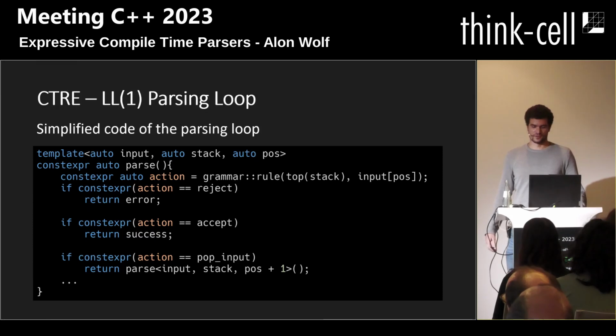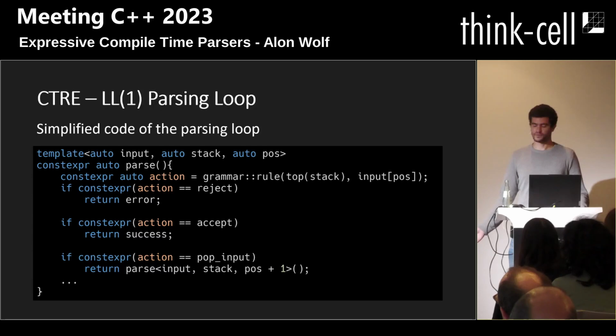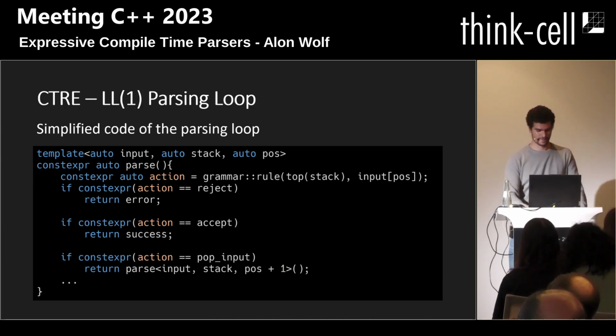So the parsing loop takes the input string, the current parsing position, and the stack. First, it will call the overloaded rule function of the grammar, which essentially performs a lookup into the parsing table. And then it will decide what to do next based on the action. So we can return an error or success or recurse to the next iteration with modified parameters.